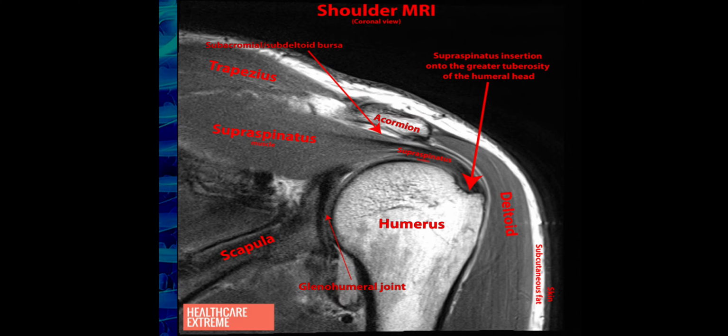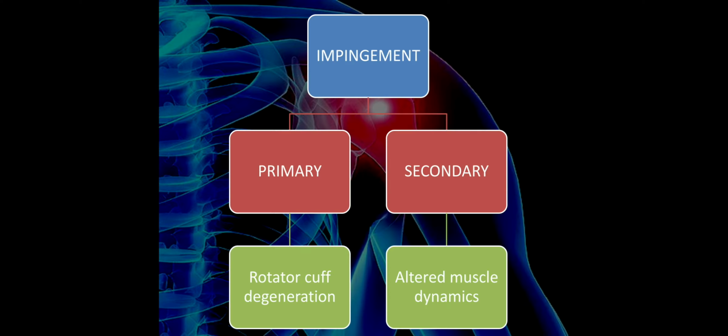So this is the MRI of the shoulder joint. We can see in this MRI the acromion. Underneath the acromion we have the subacromial and subdeltoid bursa, the trapezius muscle, supraspinatus muscle, supraspinatus tendon, scapula, glenohumeral joint, humeral head, and deltoid. So supraspinatus inserts onto the greater tuberosity of the humeral head. So this is the area where there will be impingement.